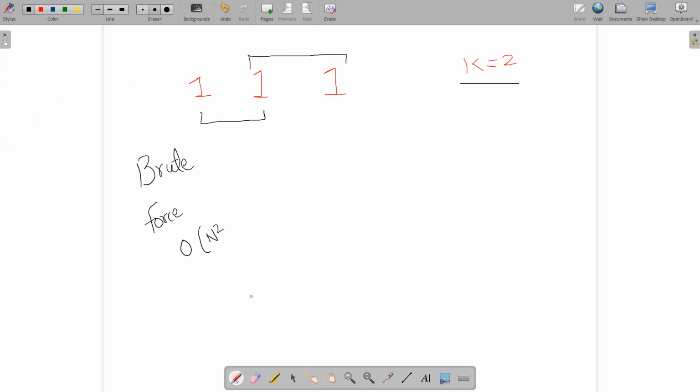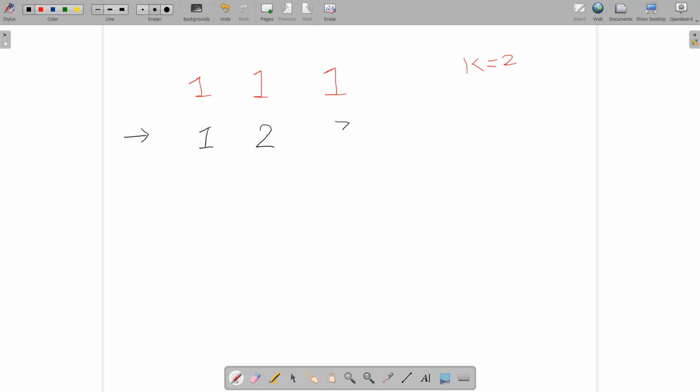So we would be considering an efficient solution. How are we going to do that? Can you think about how the prefix sum, if we are able to find the prefix sum of this array, will help us find all those continuous subarrays whose sum is exactly equal to k? For instance, let's find the prefix sum of this array. It will come out to be 1, then 2, and then 3.